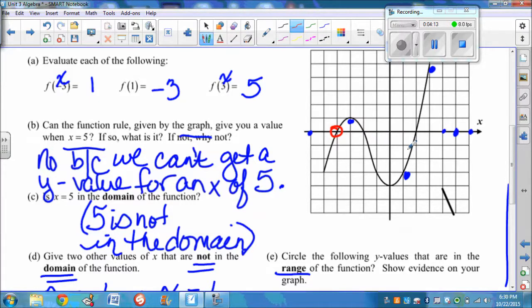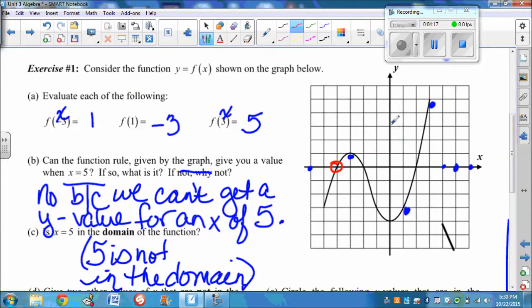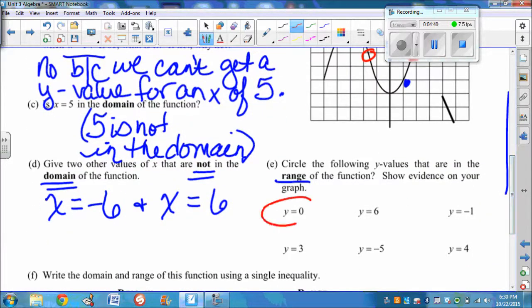Moving next to it, what about a y value of 6? 1, 2, 3, 4, 5, 6. Nope, that's not in the range. What about a y value of negative 1? Down here, y value of negative 1, yep, that would be there. We could have one here. We definitely had some other y values of 0 here and here. I'll circle those as well. So far, the two that are in our range are 0 and negative 1.